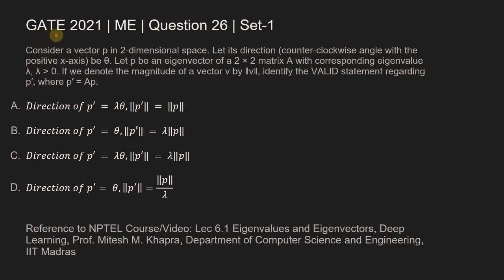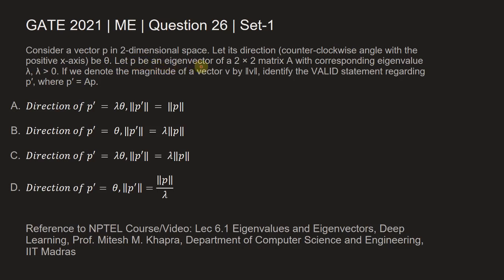This problem is from GATE 2021 Mechanical Engineering paper of set 1. The question is, consider a vector P in two-dimensional space. Let its direction counterclockwise angle with the positive x-axis be theta.